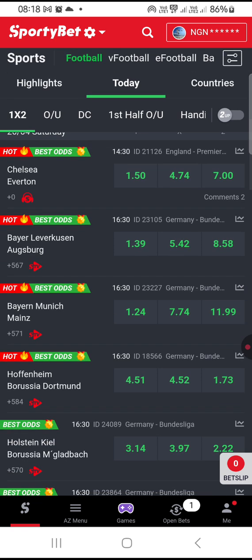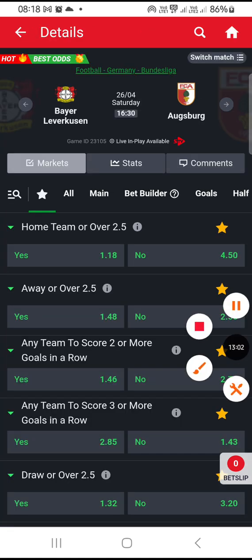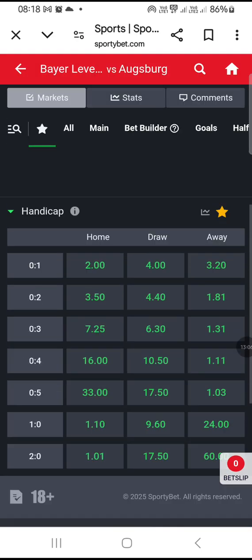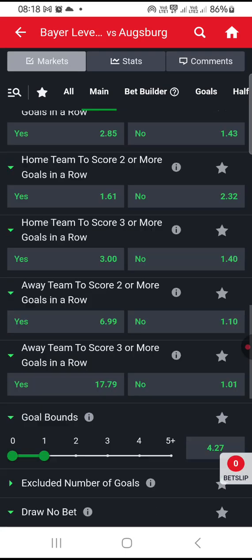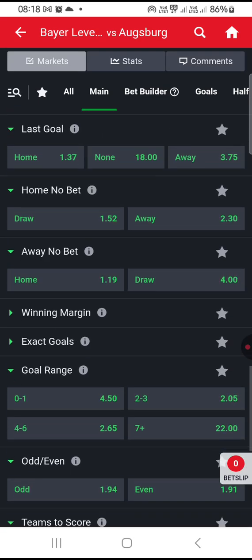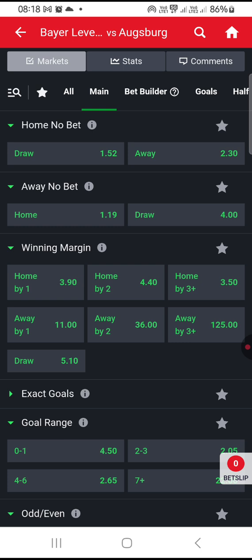Okay, let's use a bigger team to analyze this. That is a short team that is higher than the lesser team. For example, Bayer Leverkusen in this match. My time is going. Let me just rush it. Let's use Bayer Leverkusen and predict based on what we have done.